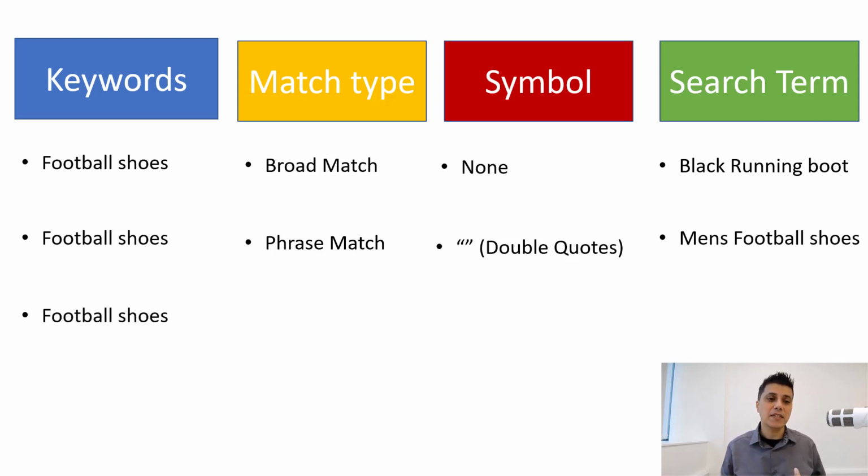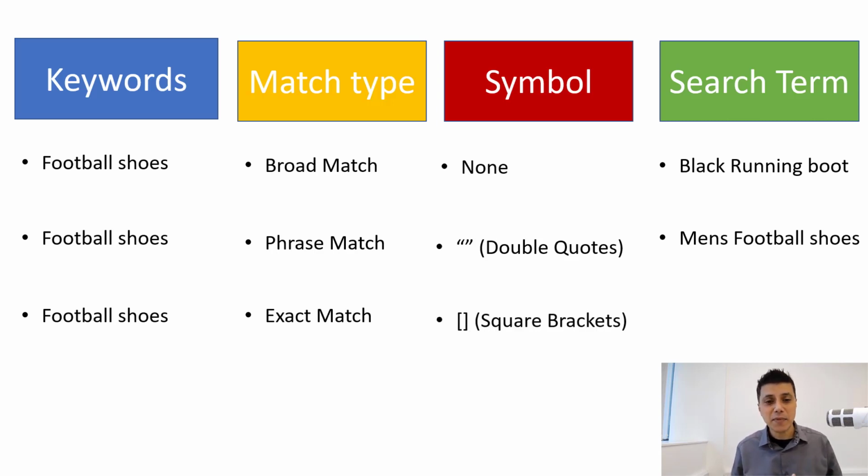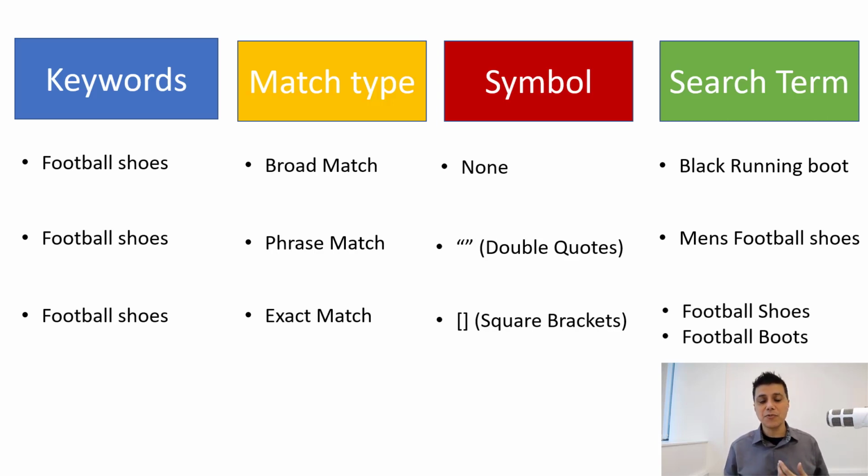Now I'll talk to you about a match type called exact match, and the symbol for exact match is square brackets. So in this case, Google will show search terms for football shoes or football boots. Now, the reason is that exact is not really exact. When it comes to exact match, Google looks at the intent of the keyword. So if it thinks that football shoes is the same thing as football boots, your ad will get triggered. But the key thing is that there will be nothing before it or after it.